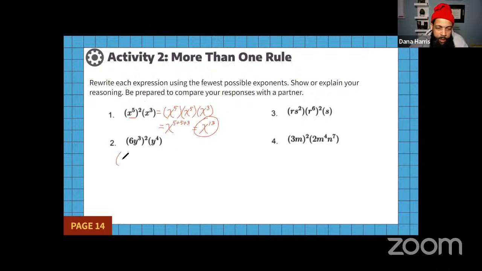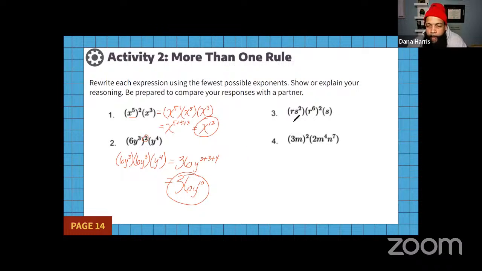Here, same thing, 6y to the 3rd power times 6y to the 3rd power, because it's taken to this power, and then I multiplied that by y to the 4th power. 6 times 6 is going to be 36. And then I'm going to say y to the 3 plus 3 plus 4 power, which equals 36 y to the 10th power.